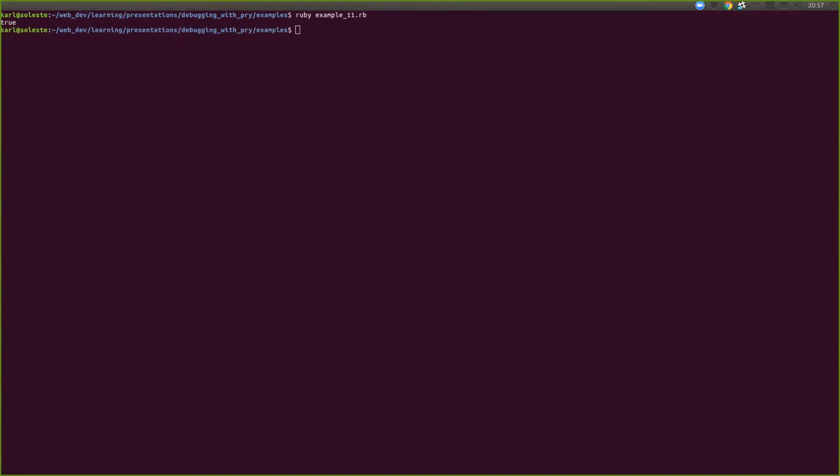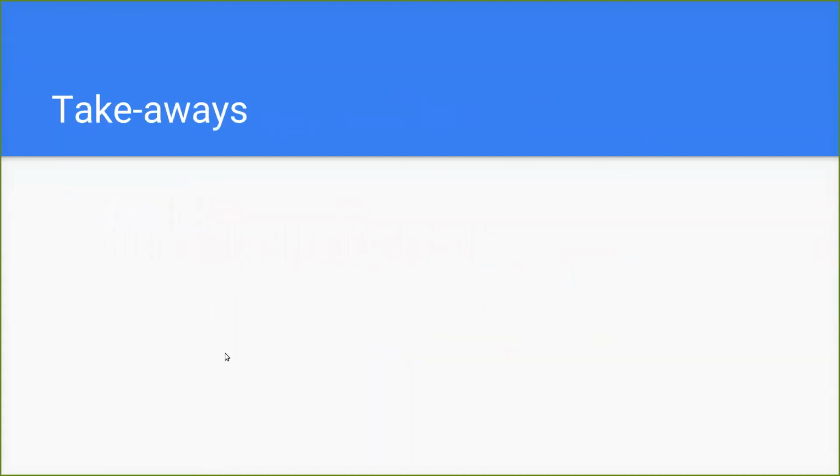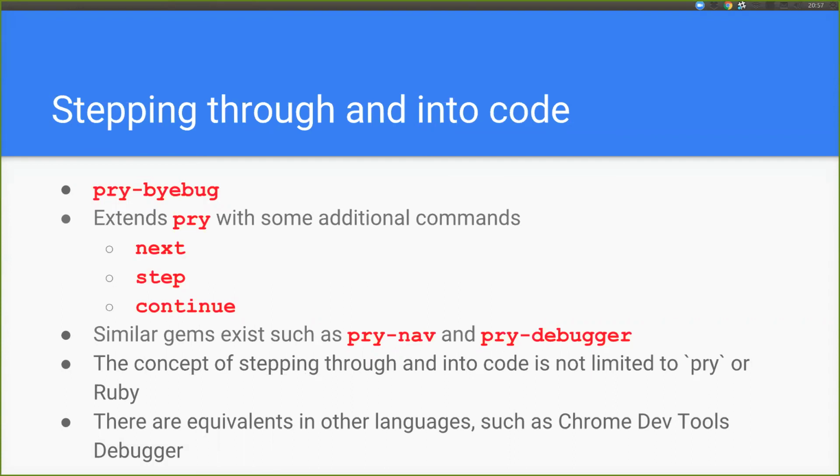So that's a little bit about stepping through code. This concept of stepping through and into code is not limited to Ruby. There are equivalents in other languages. For example, in Python, I think there's an equivalent called IPDB, and in the Chrome DevTools, there's a debugger that works in very much the same way.